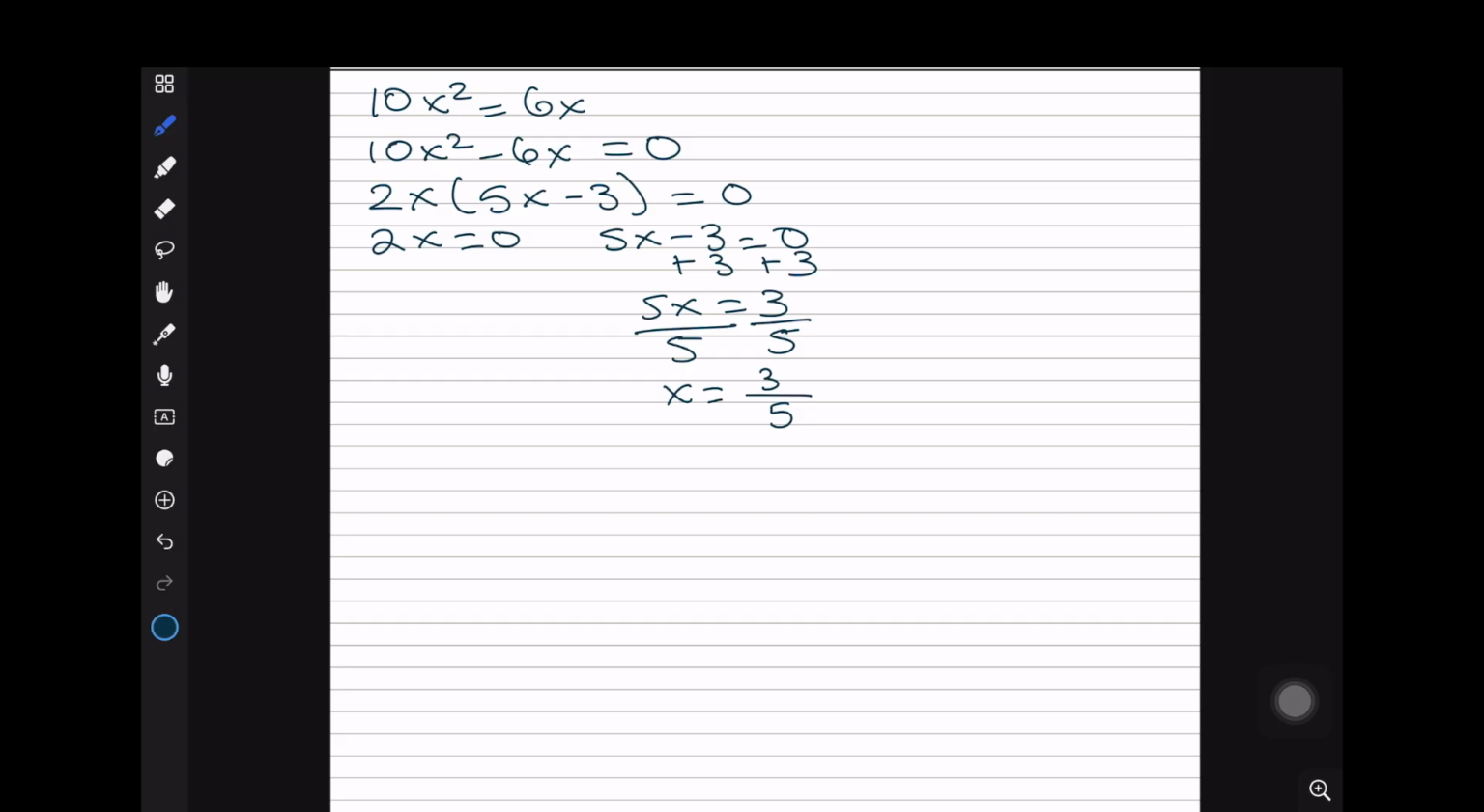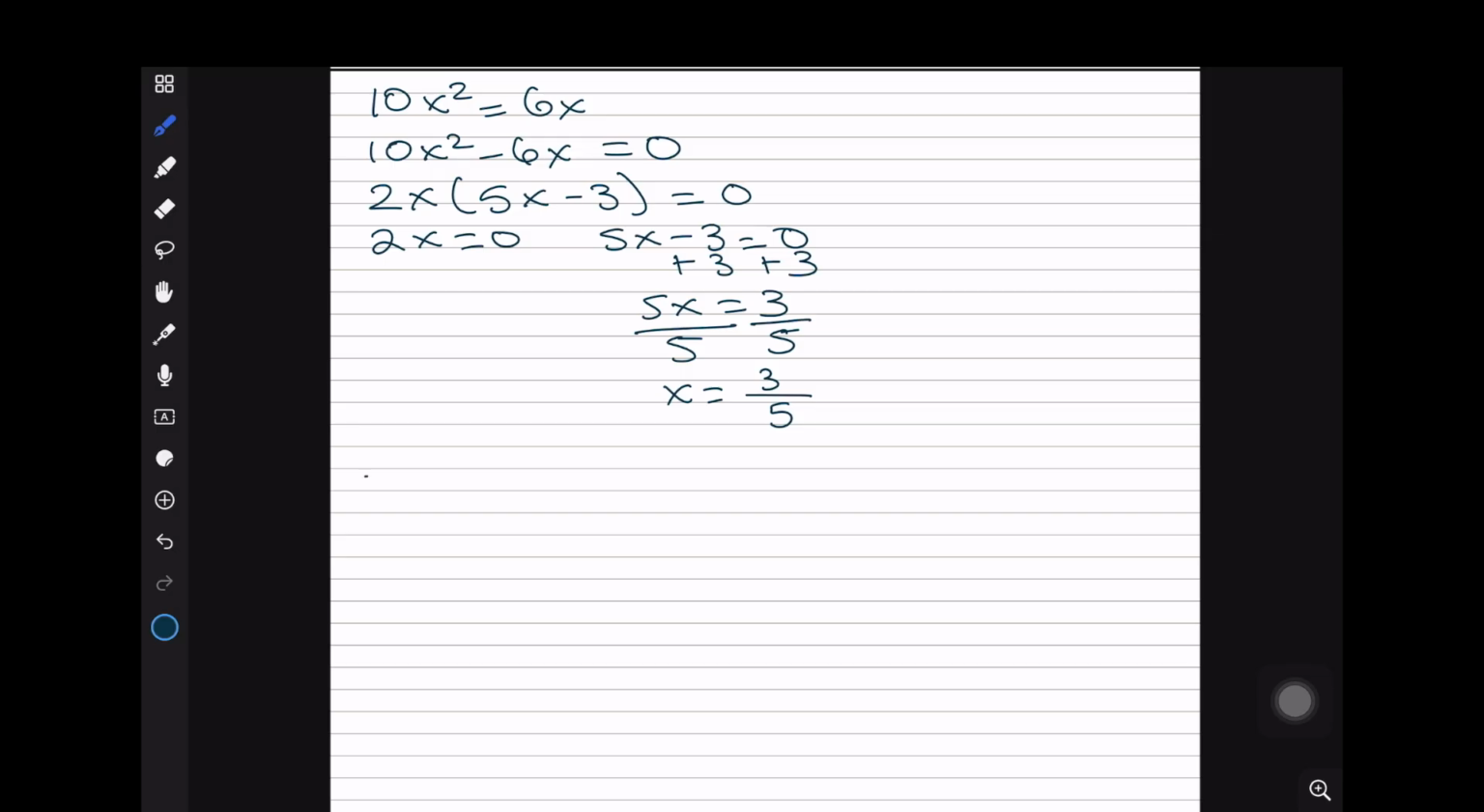The reason you do that is because say you have two products, right? Just in general, say one product is A and the other product is B, you know that A times B equals 0. So that must mean that either A equals 0 or B equals 0. So that's why you split them up and set them equal to 0. Okay, so now you get 2x equals 0, so x equals 0. And you have 5x minus 3 equals 0, so 5x equals 3, divided by 5, you get x equals 3 over 5.